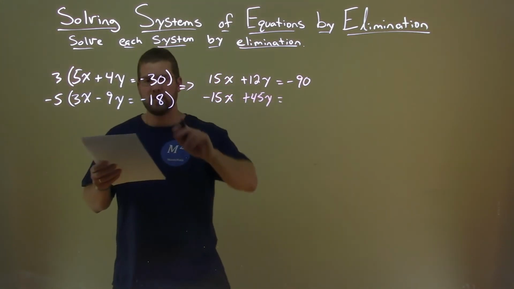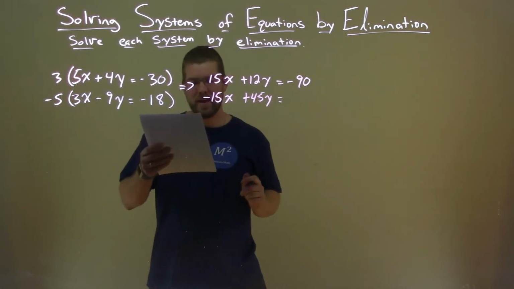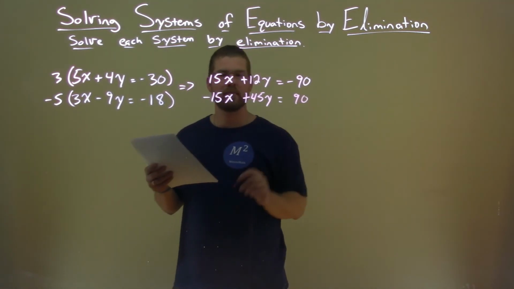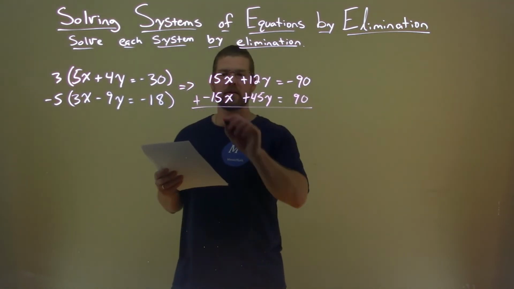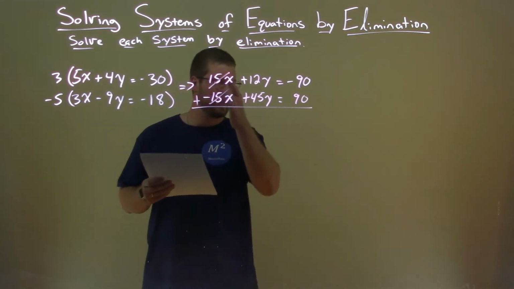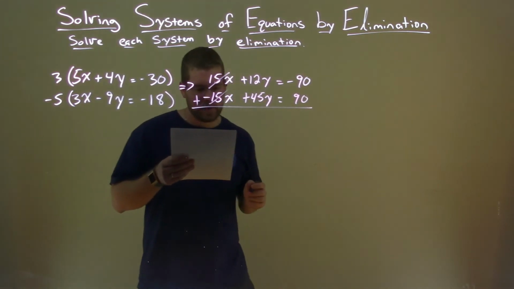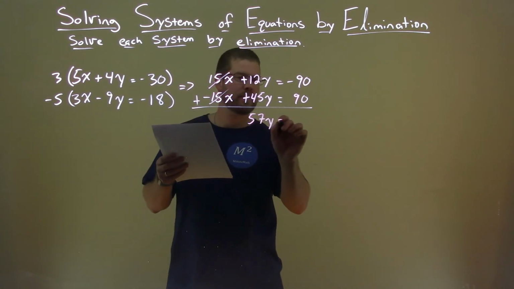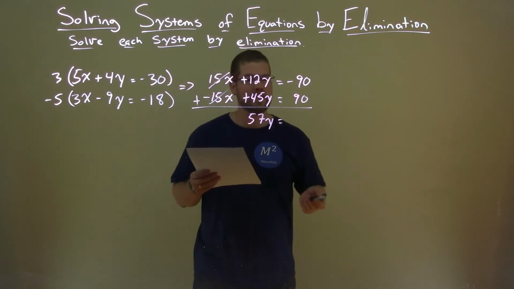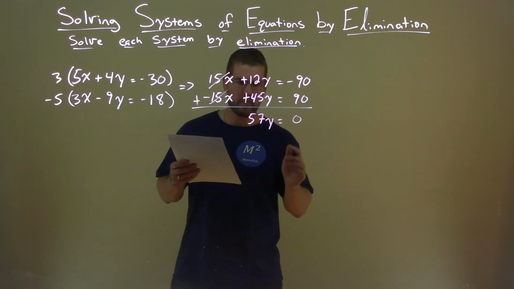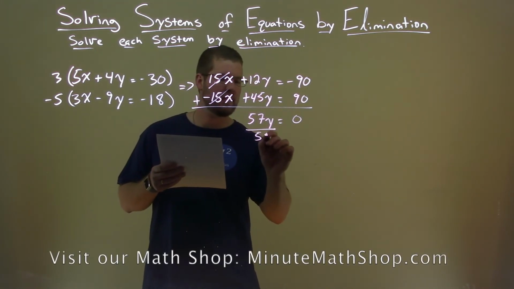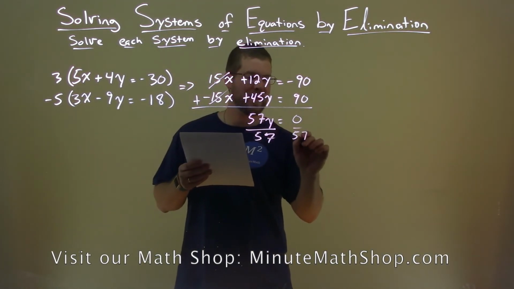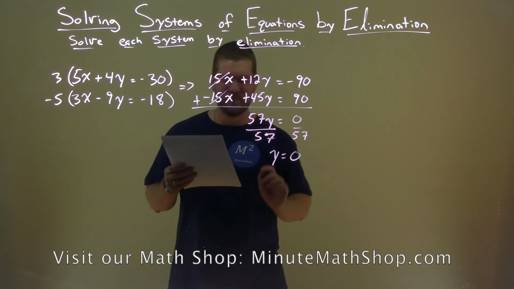Negative 5 times a negative 18 is a positive 90. We add the two equations here. The x's eliminate. That was the goal. 12y plus 45y is a 57y. Negative 90 plus 90 is just 0. Be careful here. We still have to divide by 57 to both sides, but y is just 0.